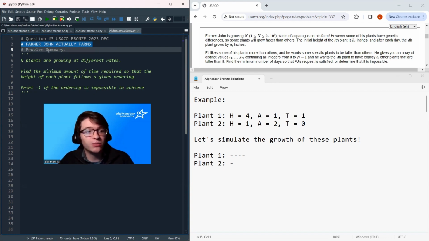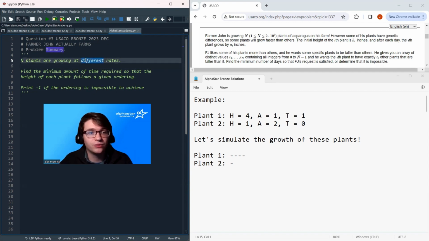Question number 3 of the Bronze 2023 USACO exam in December. So the problem summary is quite simple. We have n different plants that are growing at different rates, and we want to find the minimum amount of time so that the height of each plant follows a particular ordering given by the problem.